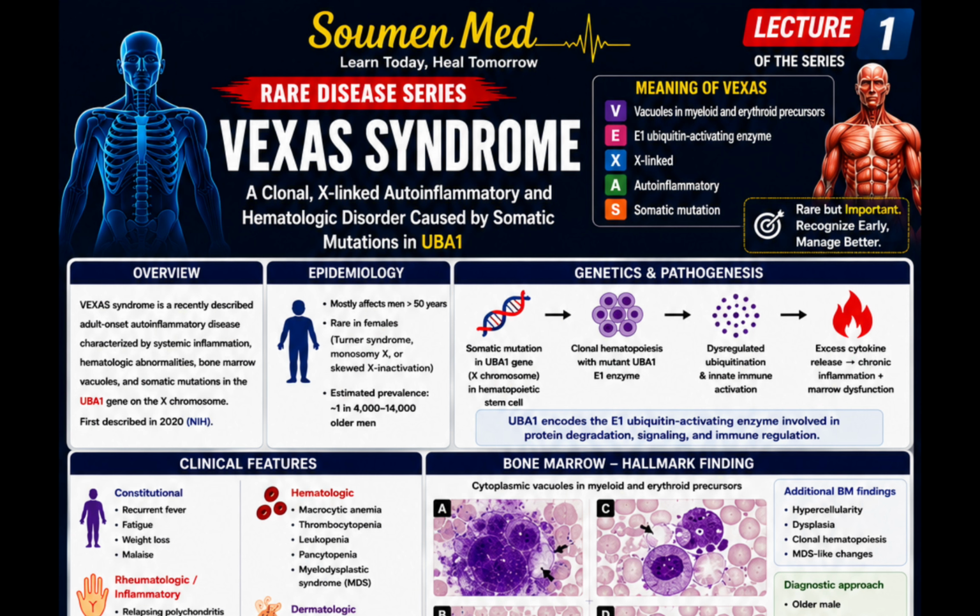Now let us understand the meaning of Vexus. V stands for vacuoles in myeloid and erythroid precursor cells. E stands for E1 ubiquitin activating enzyme. X stands for X-linked. A stands for autoinflammatory. S stands for somatic mutation.